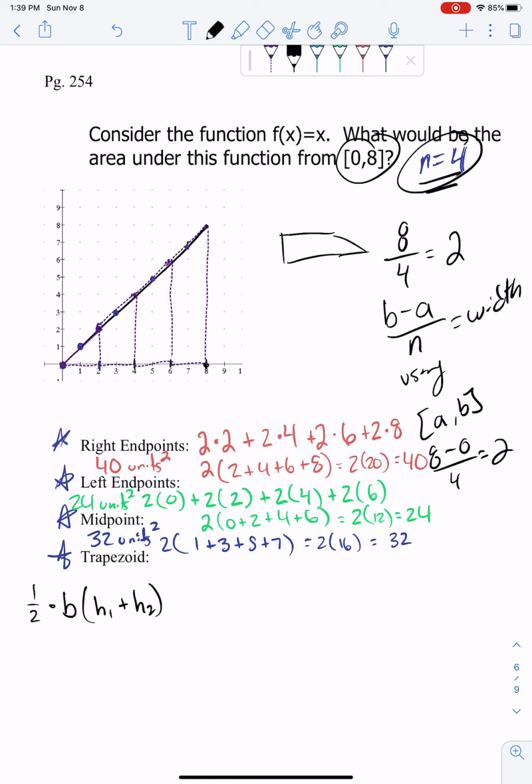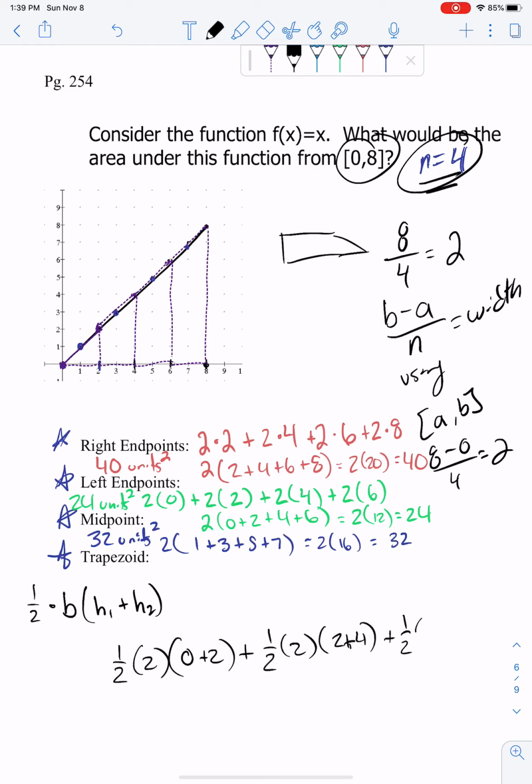So the nice thing is my base is always the same. For my first area, I'm going to do 1/2. My base is 2 wide. My height 1 is 0. My height 2 is 2. Then I'm going to add my second trapezoid. So it's 1/2, it's 2 wide. My first height is 2. My second height is 4.